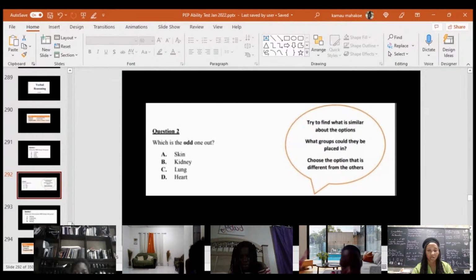Question 2. Which is the odd one out? A skin, B kidney, C lung, D heart. Miss, I would say A skin.